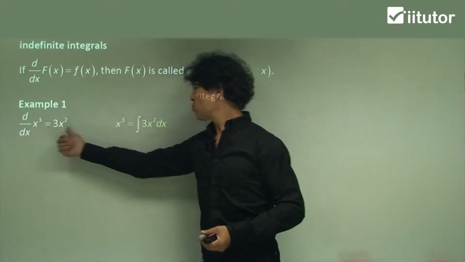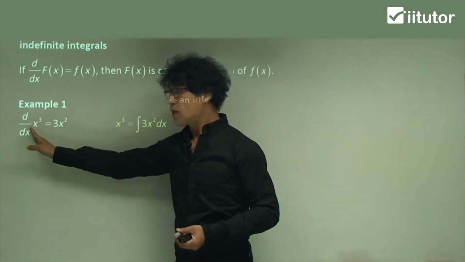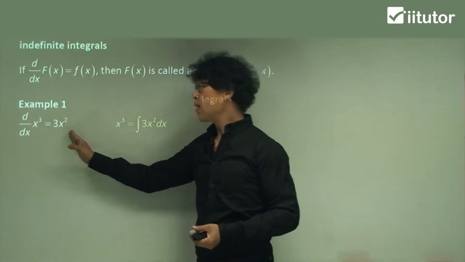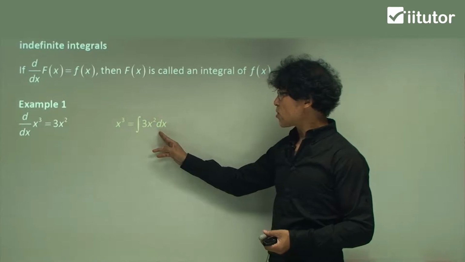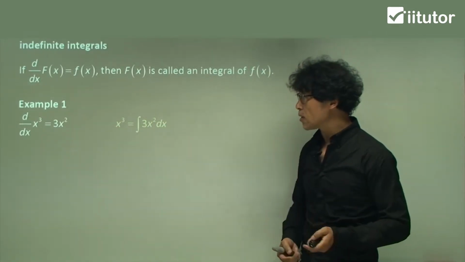If the d over dx moves to the right hand side, and then integrals. So if you differentiate x cubed, it will be 3x squared. And then if you integrate 3x squared, there will be x cubed. So that's what you can manipulate.